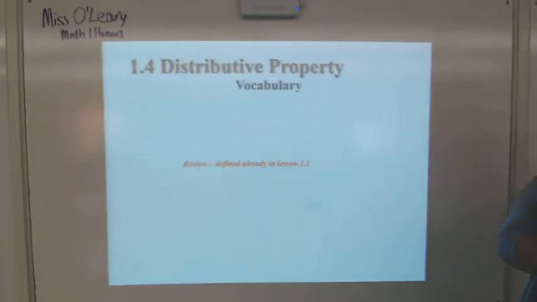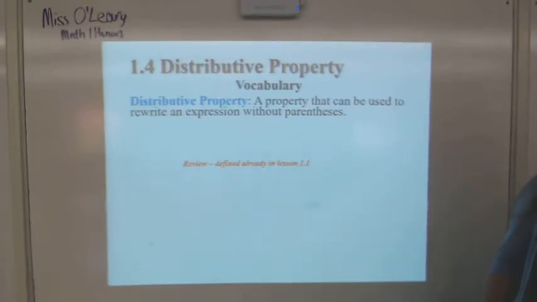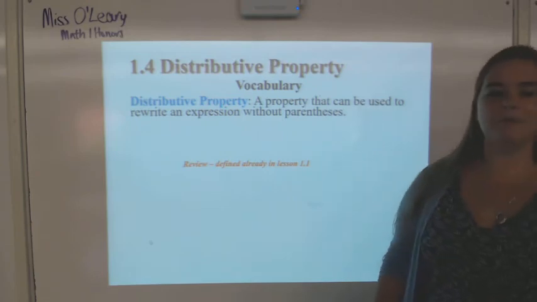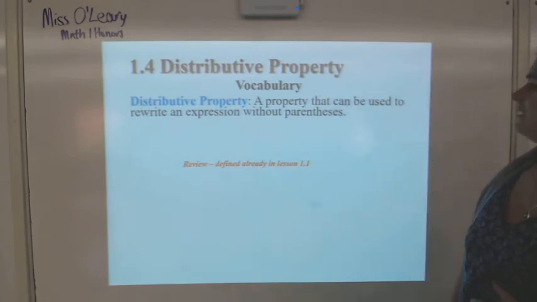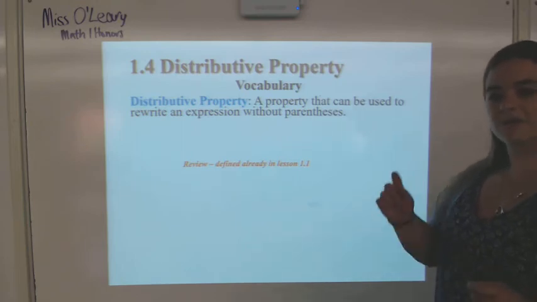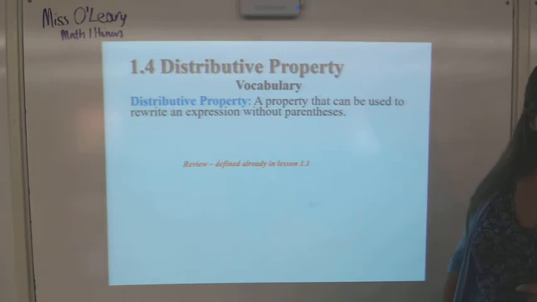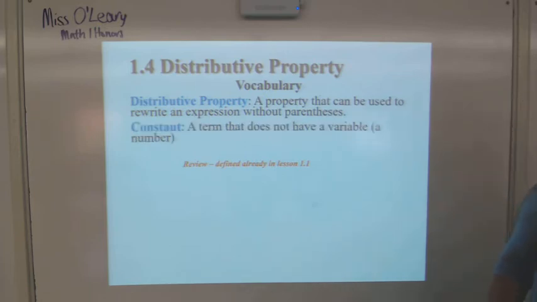So let's talk about some vocab. The first term is the distributive property, what this whole lesson is about. The distributive property is a property that can be used to rewrite an expression without parentheses. So it's how we use our little rainbows to get rid of parentheses. A constant is a term that does not have a variable. So a constant is a number.